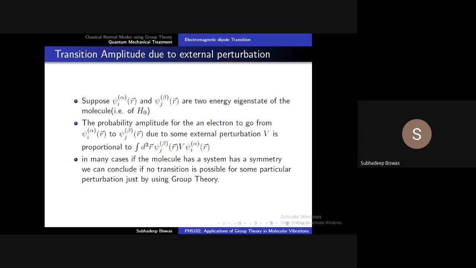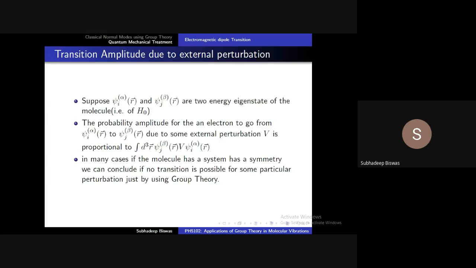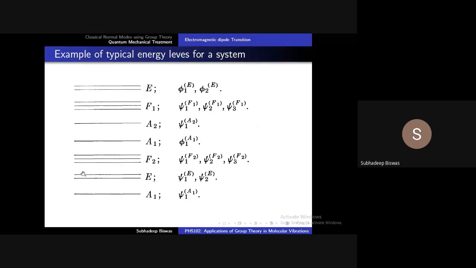Now, suppose we have a molecule in some container, and we shine some light of some particular range of frequencies, and we want to know whether some particular frequency will be absorbed by the molecule in that container. For that, what we have to study is, suppose an electron is in a particular energy level. Then our question is, if it absorbs some energy, can it go to some higher energy level?